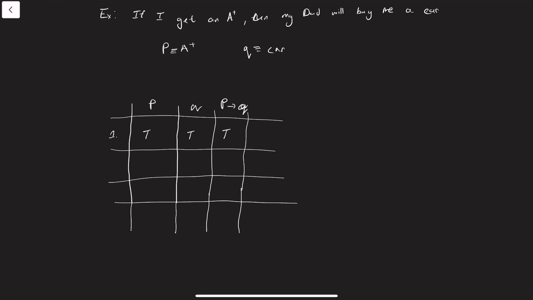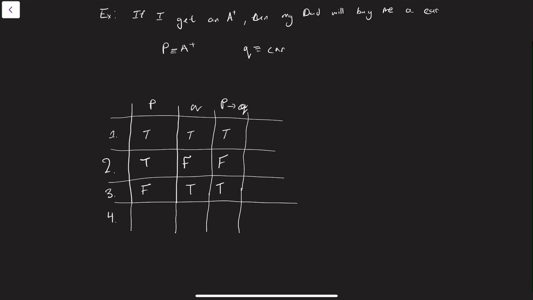The conditional is true. Well, for 2, in the case that I get an A+, and my dad does not buy me a car, well, my dad lied, and the material conditional is false. That wouldn't make sense if it was true. Finally, let's say I don't get an A+, and my dad still bought me a car. Well, he didn't really break the promise to buy me a car. It's just I didn't get an A+, and he got me a car. So had I gotten an A+, he still may have bought me a car. It's not dependent on that. So we say that it's true because he didn't break his end of the bargain.